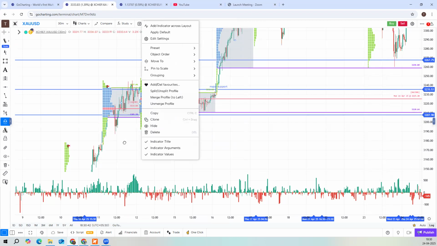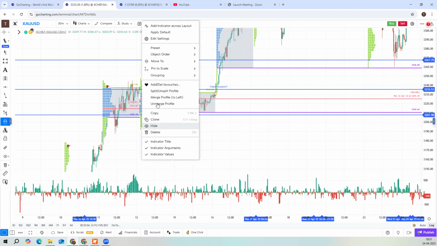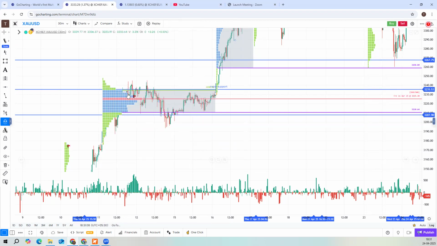By the way, what is the logic of merging these profiles? Once we see that the value areas of most of the profiles are within one profile's value area, or if 50% or more are overlapping, we can merge them. So right now let me again merge it, merge to the left. Now this is the profile we are getting.